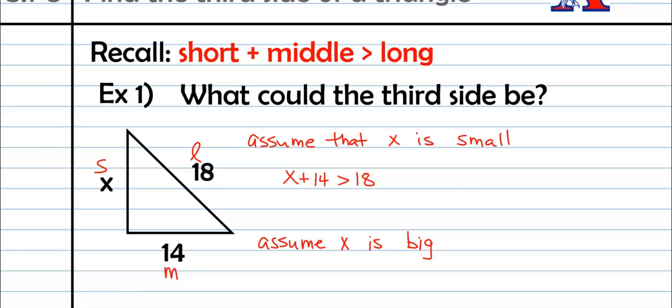Okay, then we're going to solve that just like we would with an equation. Get x by itself by subtracting 14 from both sides. And that will tell us that x has to be bigger than 4.